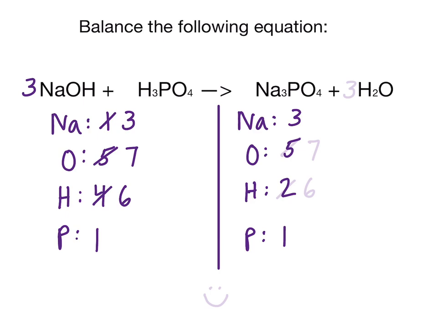So now, how can we balance the products? The easiest place to start here is the hydrogen, since it's only present in one of our products. So currently we have 2 atoms of hydrogen on the product side, but we want 6. So what can we do here? Let's add a coefficient of 3 to our water, and that will get us to 6 hydrogen atoms, and when we look at our oxygen atoms, that will get us to 7. So now we've got 3 sodium atoms, 7 oxygen atoms, 6 hydrogen atoms, and 1 phosphorus atom, so our equation is balanced.